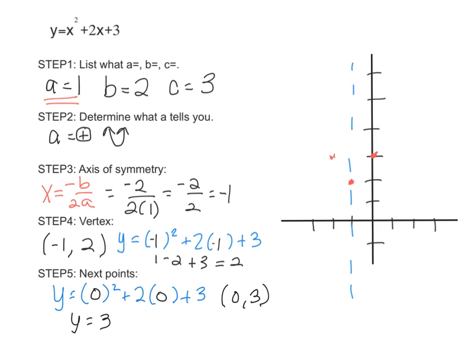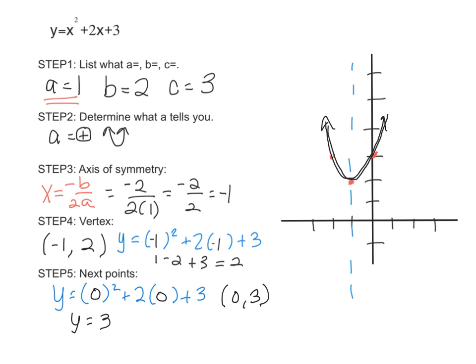So I should have 3 points that look nice, a nice shape, symmetrical about the axis of symmetry. And now I'm going to connect them using a nice smooth curve. But you get the idea.